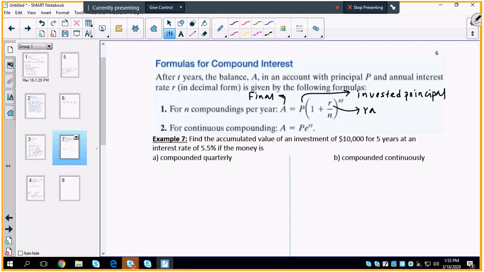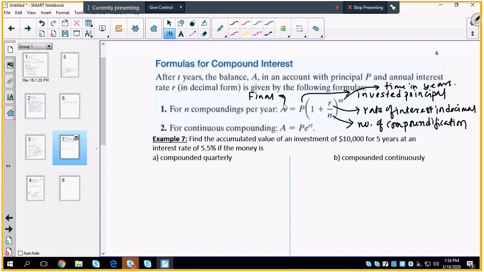R is the rate of interest in decimal, so change it to a decimal number. N is the number of compounding periods, how many times you are getting interest per year. And T is time in years. So that's the compound interest formula.